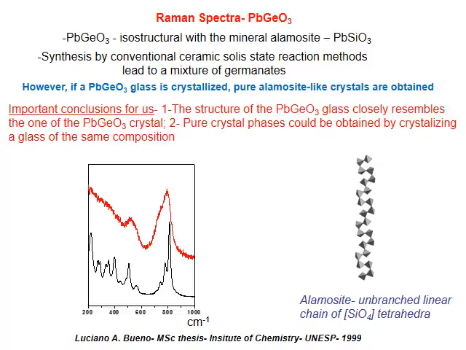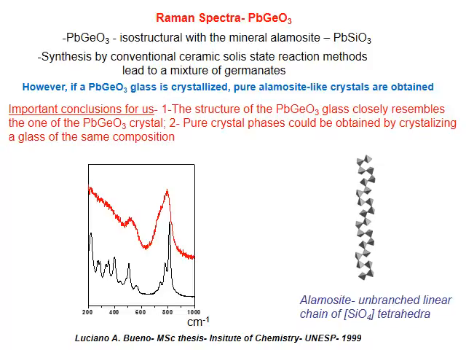An interesting observation with important conclusions was made by Luciano. He prepared a glass with the composition lead germanate. He obtained the Raman spectra shown here. Broadened bands are around the same position as the ones obtained for the crystal, suggesting similarities of structures.